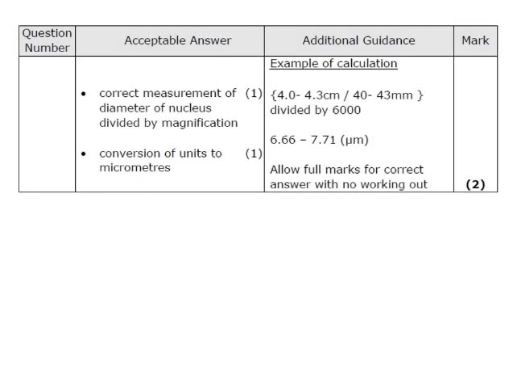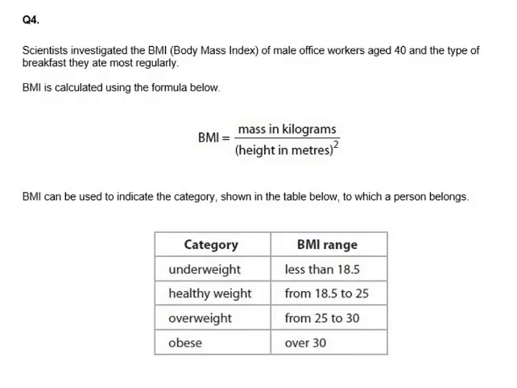And this is what the mark scheme actually said. So the correct measurement of the diameter divided by magnification. So whatever your length of the whole nucleus was, I don't really mind here, as long as you've divided it by 6,000. And the second mark comes if you have converted it to micrometers, remembering that each millimeter is 1,000 micrometers. Then we move on to the next question.